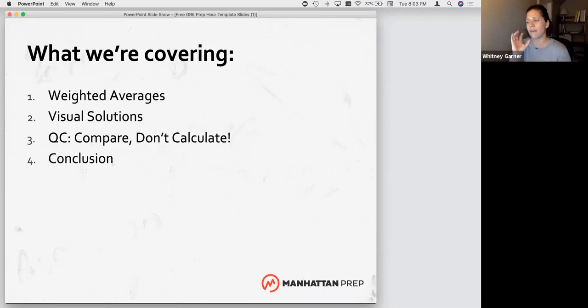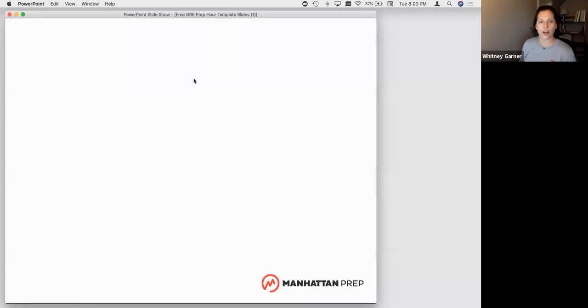We are then going to focus on QC problems, because at the heart, QC, quantitative comparison, is really a compare, don't calculate type of problem. Weighted averages highlight that really nicely: instead of doing a ton of work, you can just use your understanding of weights to compare the two columns, compare the two quantities. Nice. Well, all right, we're going to get started.